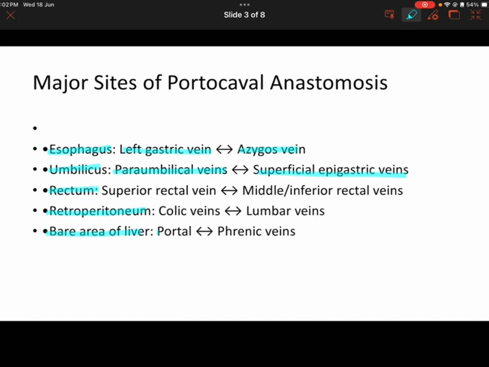At the bare area of liver, portal and phrenic veins form the anastomosis, and in retroperitoneum, colic veins and lumbar veins.